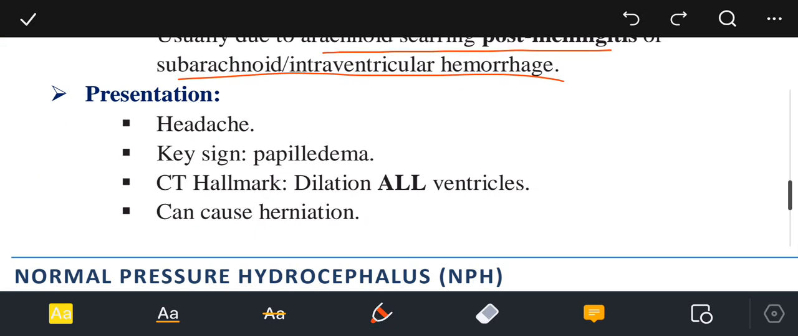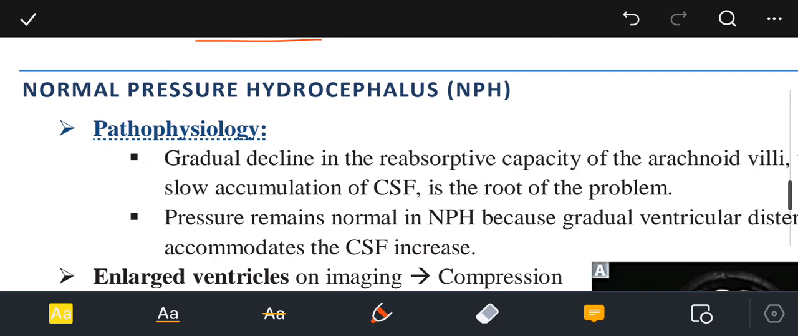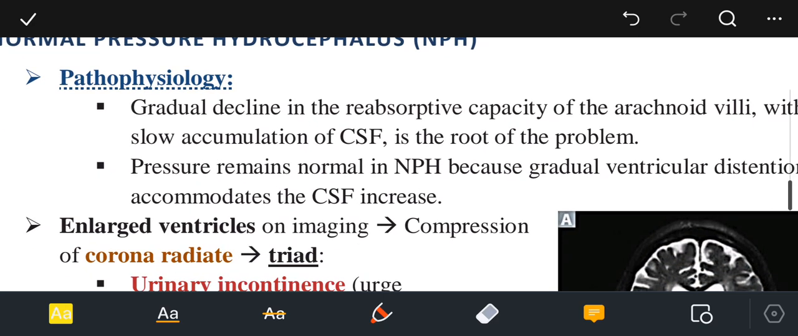Now let's move forward to the presentation of communicating hydrocephalus. That will be headache. The key sign will be papilledema. The CT hallmark will be dilation of all the ventricles, lateral, third, fourth, all of them dilated, and they can cause herniation as well. We'll talk about the concept of herniation later on, but herniation can prove fatal. Normal pressure hydrocephalus: the pathophysiology is a gradual decline in the resorptive capacity of the arachnoid villi.